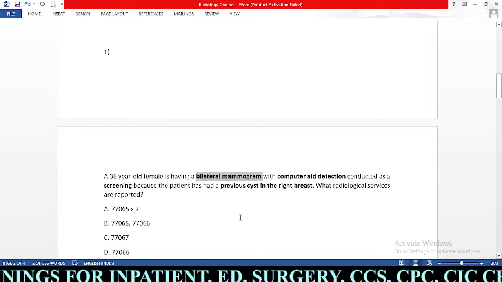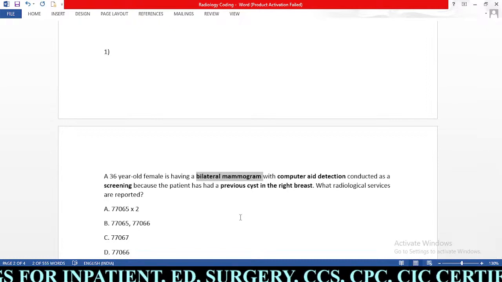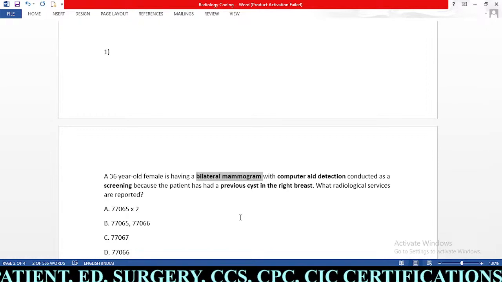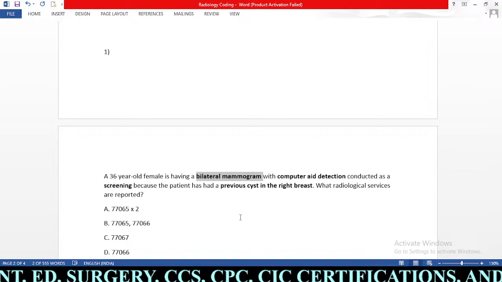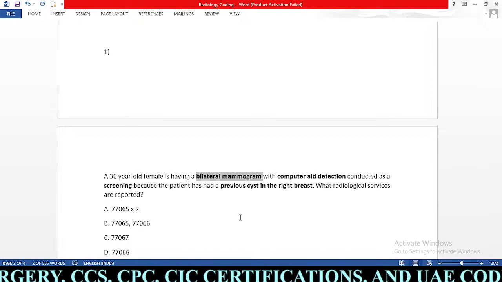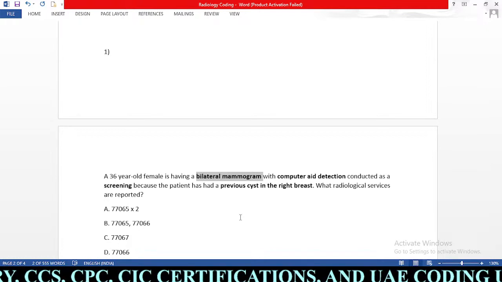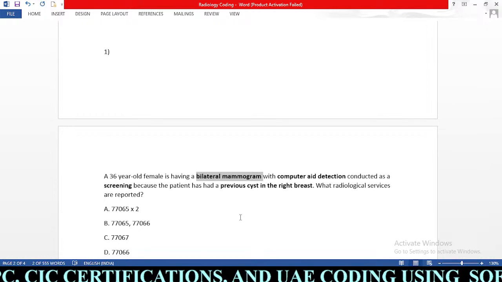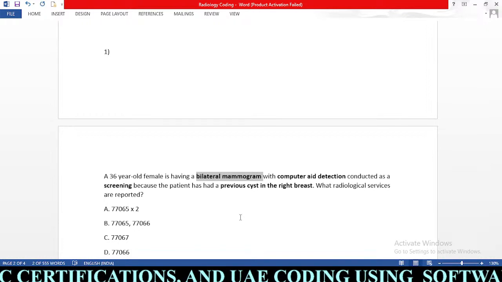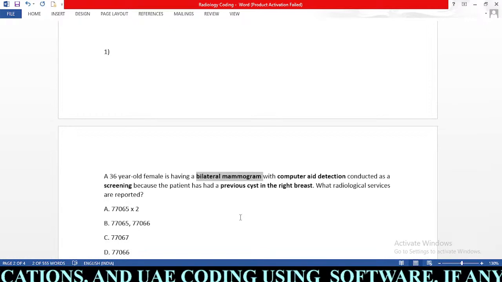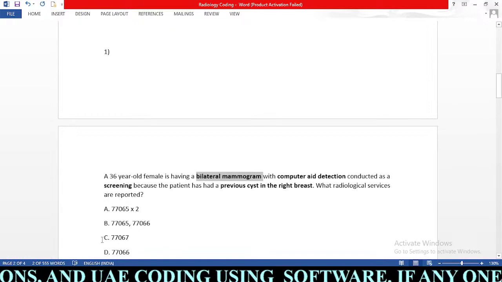What is 77065? 77065 is diagnostic mammography, so it is completely wrong as ours is screening. As usual, B is also wrong. And we will check 77066. 77066 is bilateral, so laterality is correct. But the thing is that 66 is related to diagnostic mammogram, and based on our scenario, the patient has a screening mammogram.